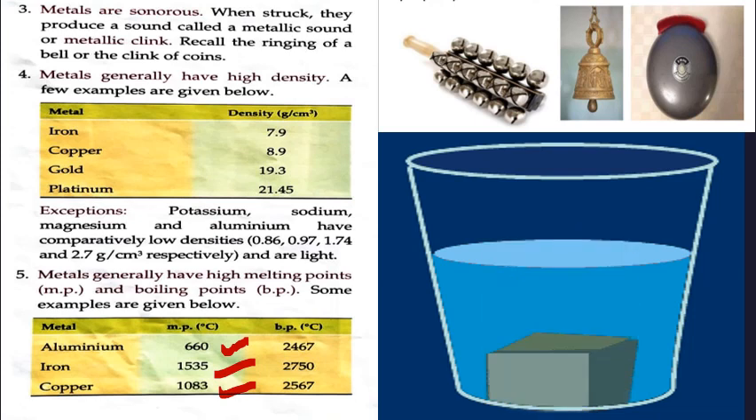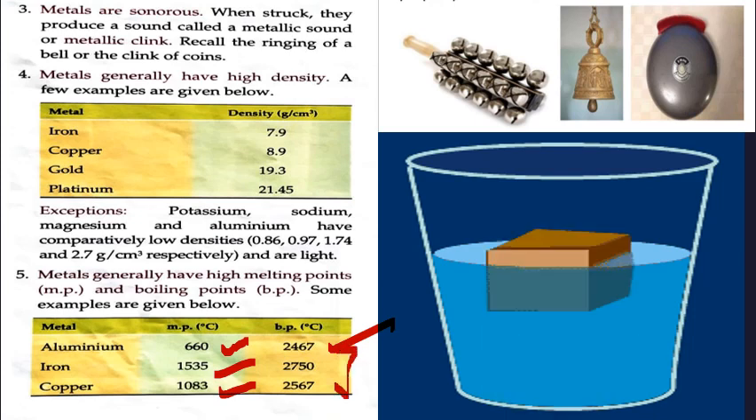Same is the case with boiling point. We know what a boiling point is. That point at which that metal will start boiling, right? We have seen water boiling. We have to achieve a particular temperature for it to start boiling. So the boiling point of metals is also very high. Aluminium has a boiling point of 2467 degrees Celsius. It is a very high boiling point and these points are so high that you can't achieve them very easily. So you have to remember that metals have very high melting points and boiling points.